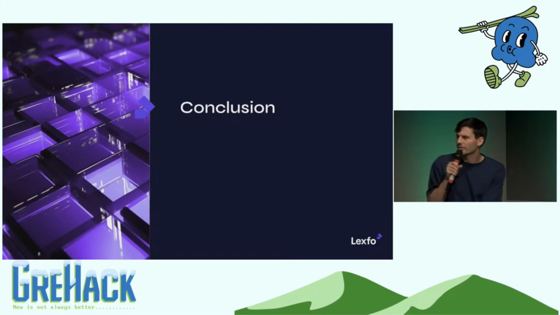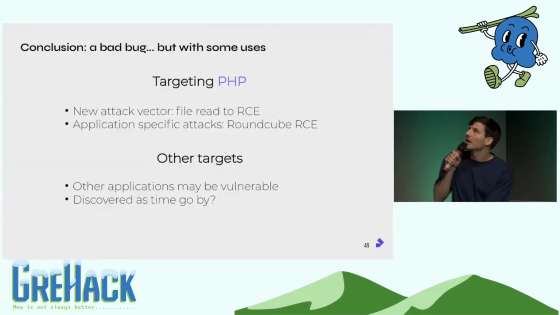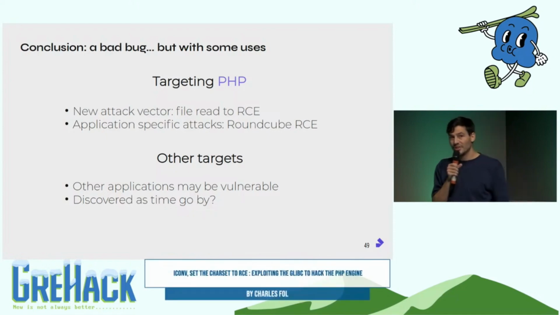Yeah, I think I have time for a conclusion, right? So yeah, that's a new attack vector for PHP. Now, when you have a file you have RCE, as long as the glibc is not patched, obviously. And that was also a way to attack PHP in many different ways, which I wasn't able to describe here because we don't really have time.